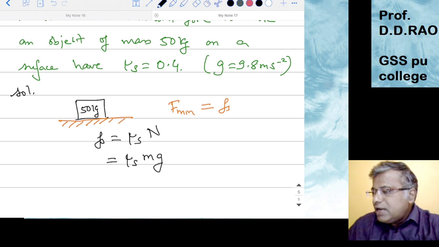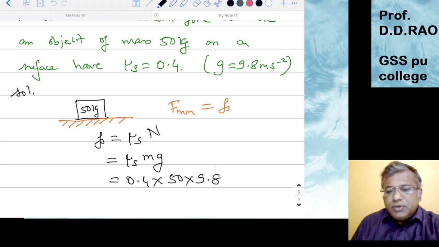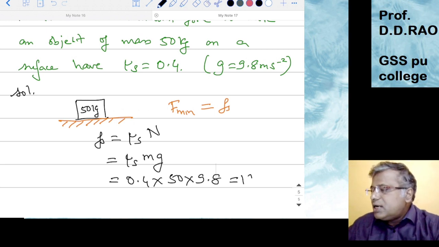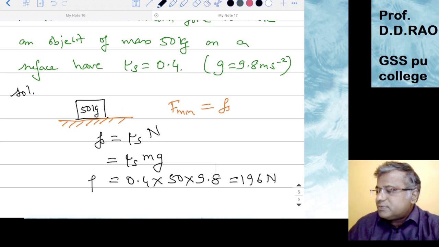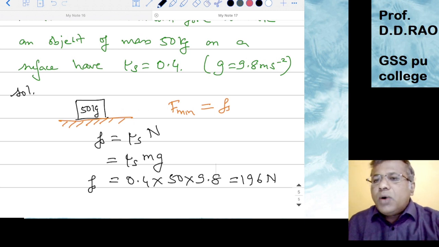The value of mu s is 0.4, the mass of the object is 50 kgs, and the acceleration due to gravity is 9.8. From this calculation, 0.4 multiplied by 50 multiplied by 9.8, I get the value 196, that is 196 newtons.